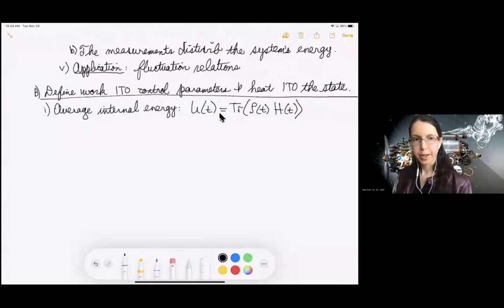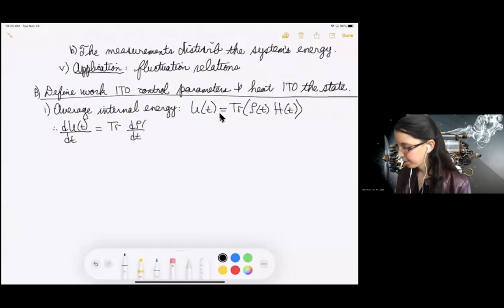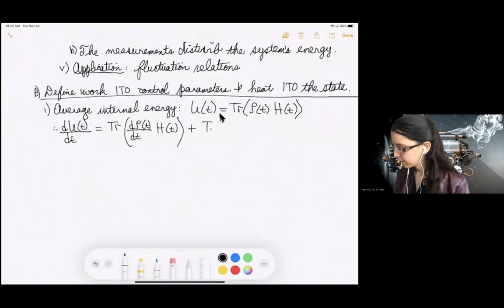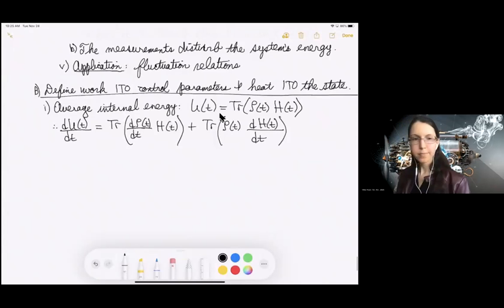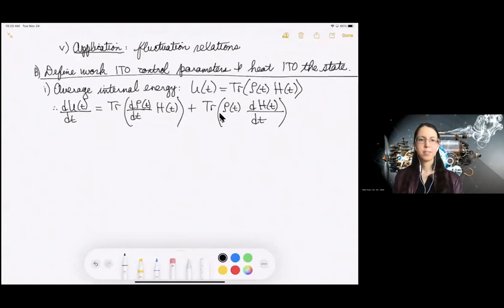We can differentiate each side using the chain rule. The derivative of the internal energy equals the sum of two terms. First, we differentiate the states. Then we differentiate the Hamiltonian. The work is controlled energy. You perform work when you lift a weight in a gravitational field, or you strengthen a magnetic field, or when you tune a parameter that controls the Hamiltonian. So we can define this term as the work absorption rate.